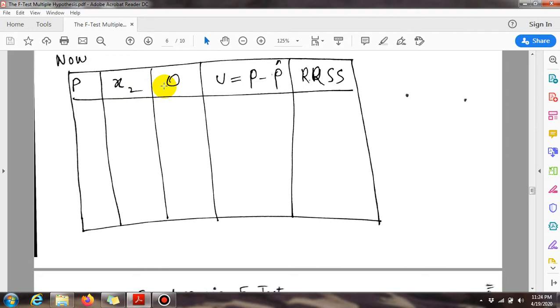With the help of one dependent and two independent variables we get the error term, and the error term formula will be u is equal to p minus p hat, and after taking the square of this we get the restricted residual sum of square, because we have put some restriction on this regression line.